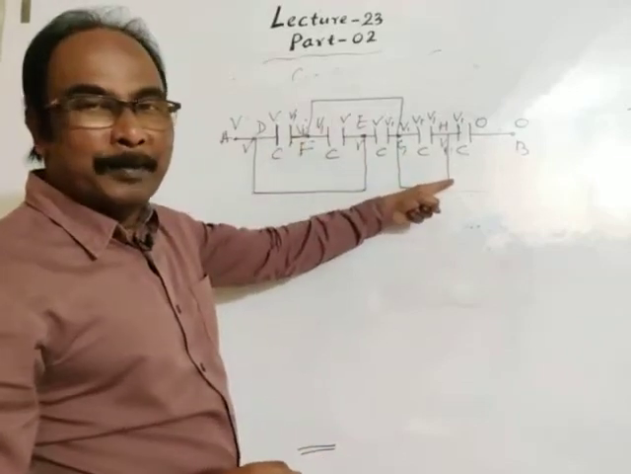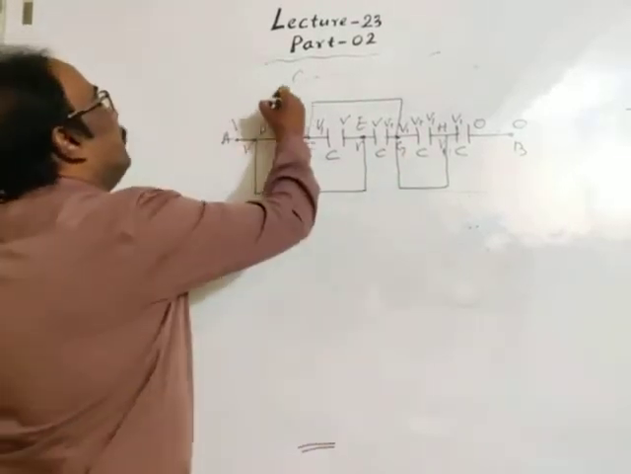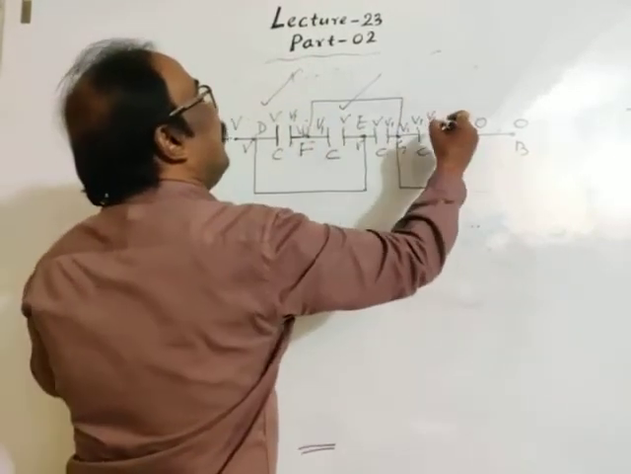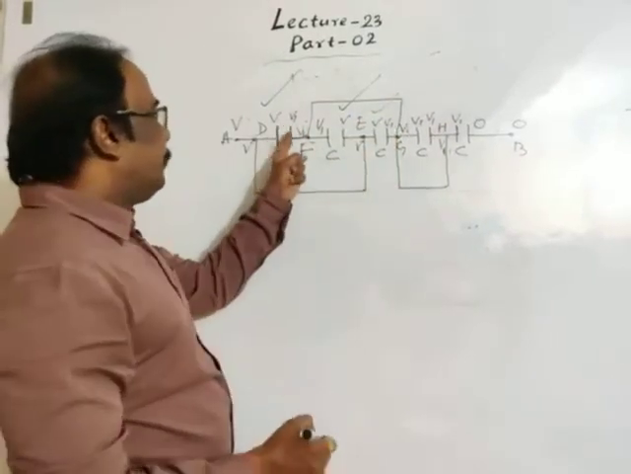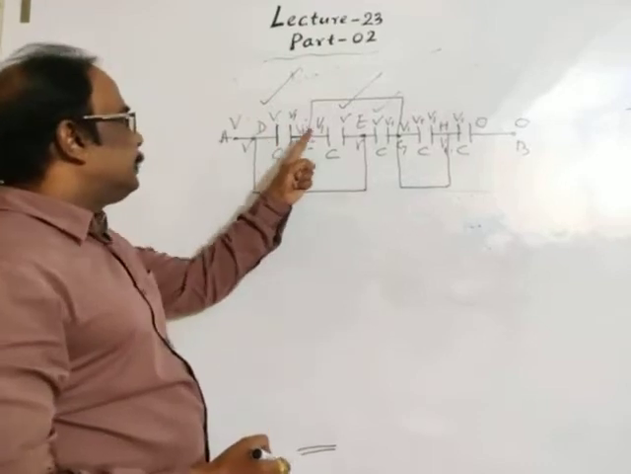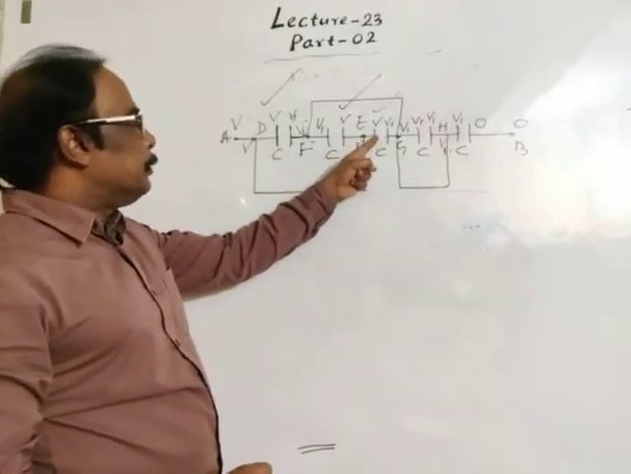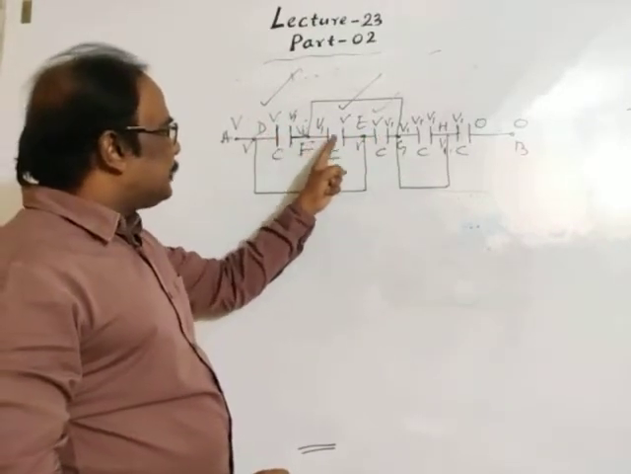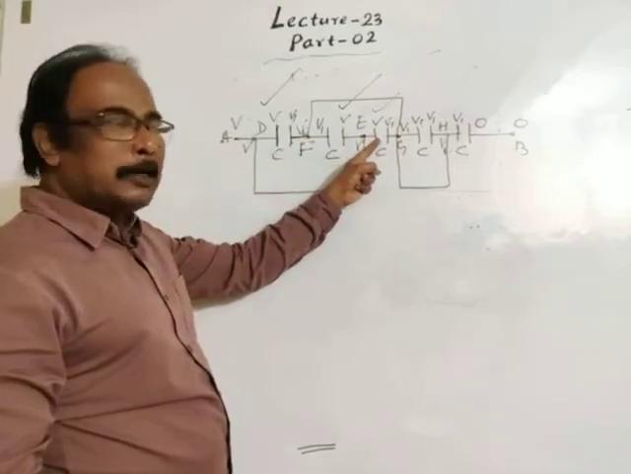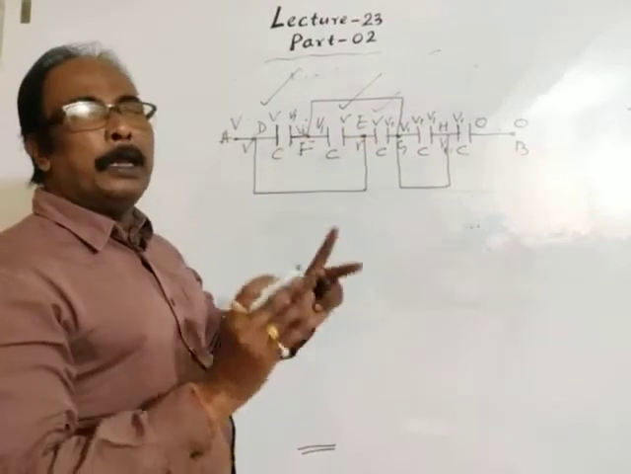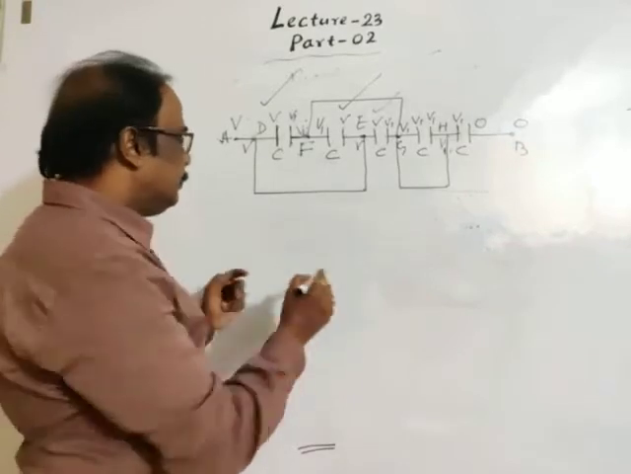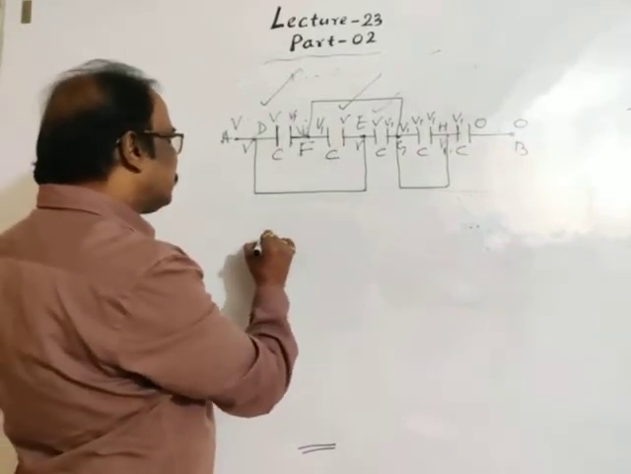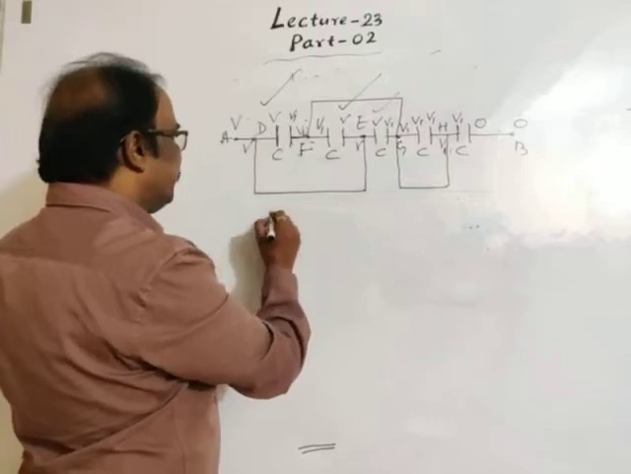The previous concept is applied. Now see, this is V, this is V, this is V. So all these three plates are at the same potential. Now we can connect the plates to a common point where the potential is V.